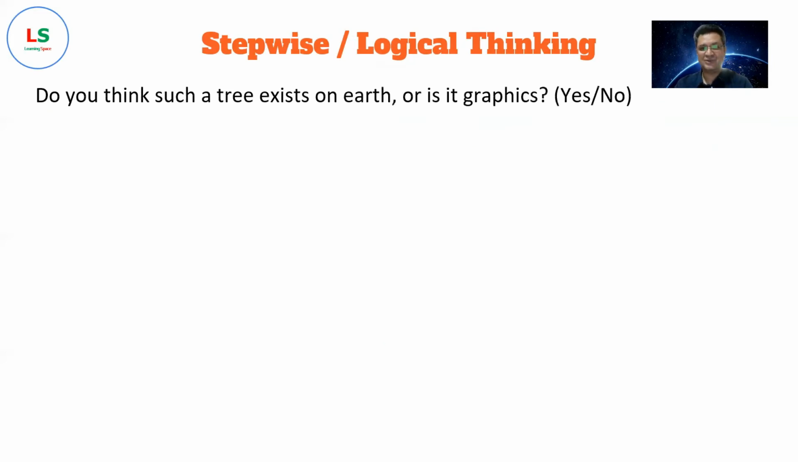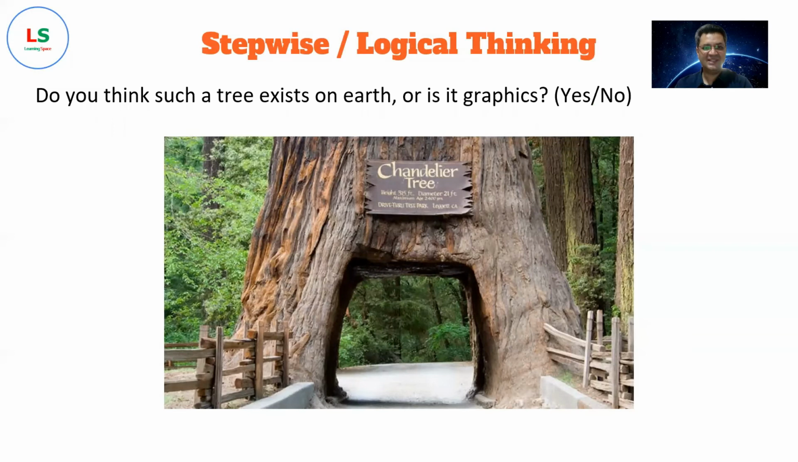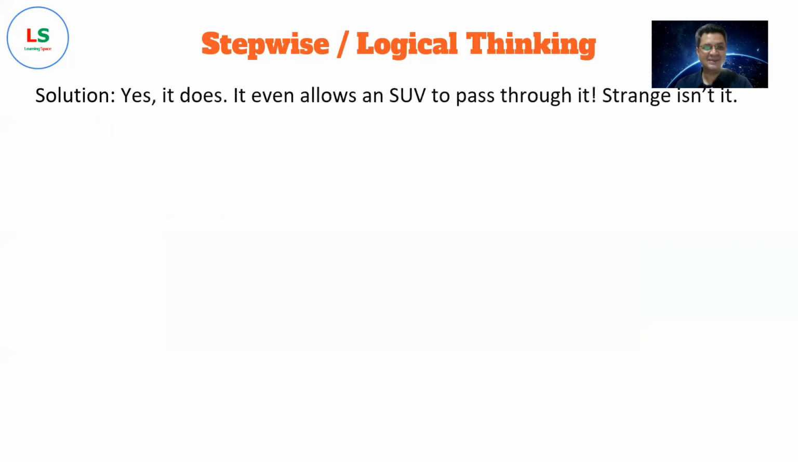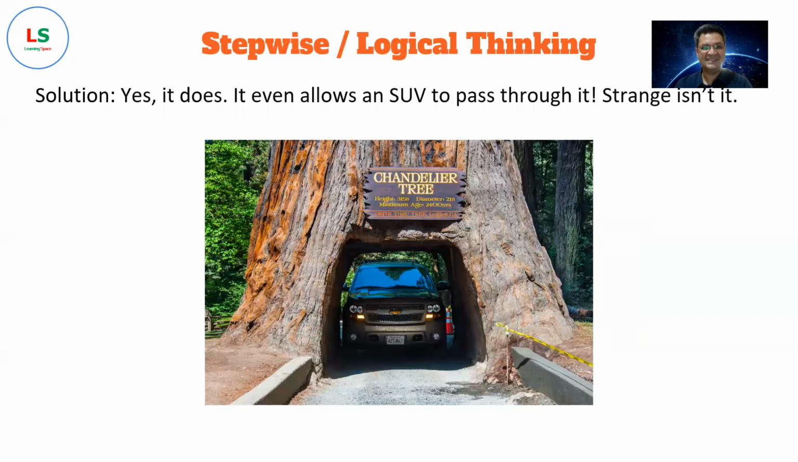Do you think such a tree exists on Earth, or is it graphics? Yes or no? Put on your thinking cap and keep thinking. So the answer to this question is yes, it does. And it even allows an SUV to pass through it. Strange, isn't it? These are the sequoia trees which are there in California, USA.